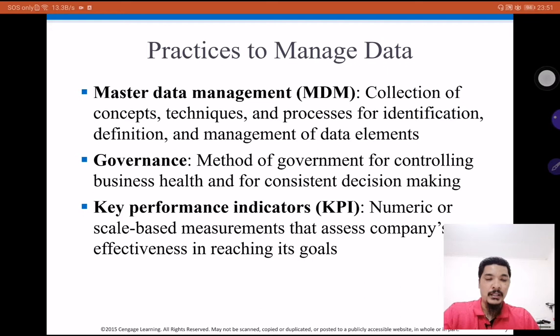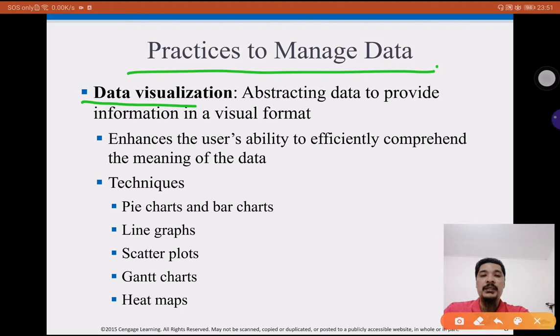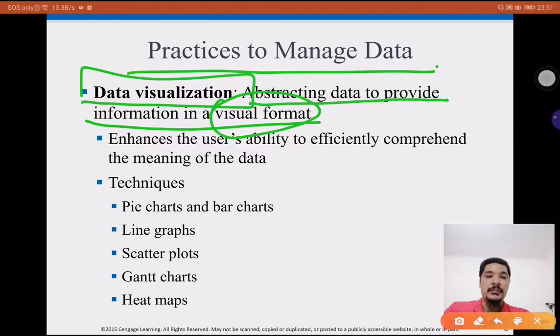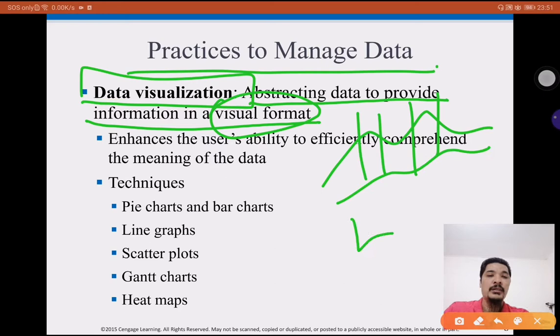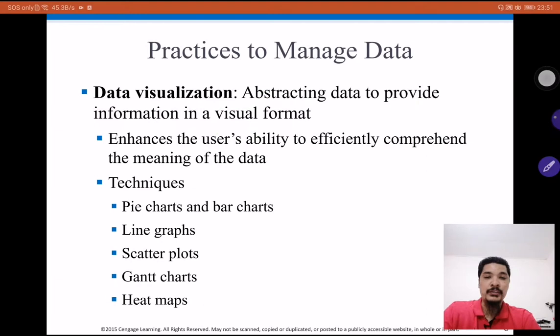The next slide says still practices to manage your data. We need to visualize the data. It's very simple. Abstracting data to provide information in a visual format. Of course we need visuals. That's why kalau petang-petang tengok press conference, kita akan nampak all the graphs and so on. Because people need to visualize, they need to see the data, the facts. Nak tengok dah all the list, tak nak. They need to visualize in order to easily understand. So this is what we call data visualization.